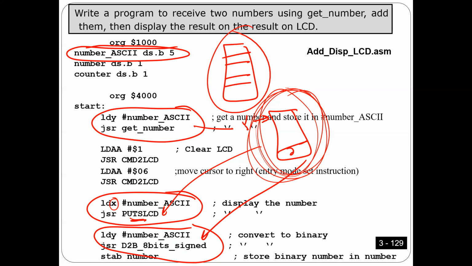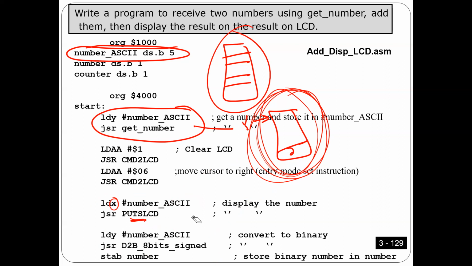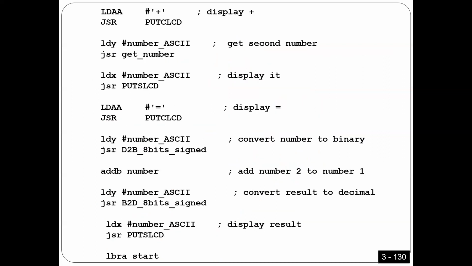So now I got a multi-digit number from the user, and then I converted it to a binary number. It is in register B, right? So now I got the first number. I'm gonna repeat everything again to get the second number, right? So now I'm gonna store this one in a location called number, okay? Because this is the first number. As you see here, guys, I'm gonna repeat the same thing again in order to get the second number. Now I got the second number, okay?